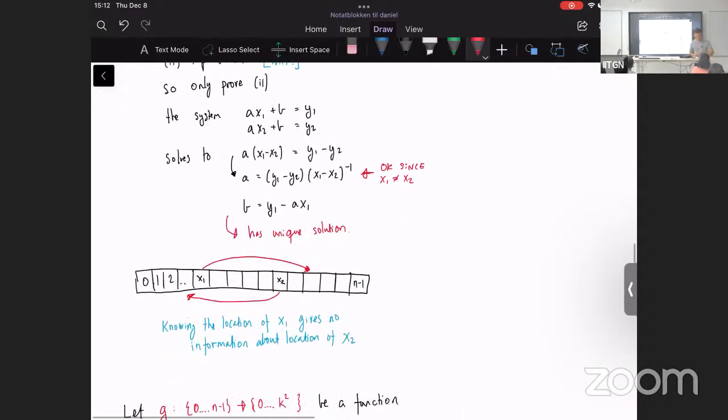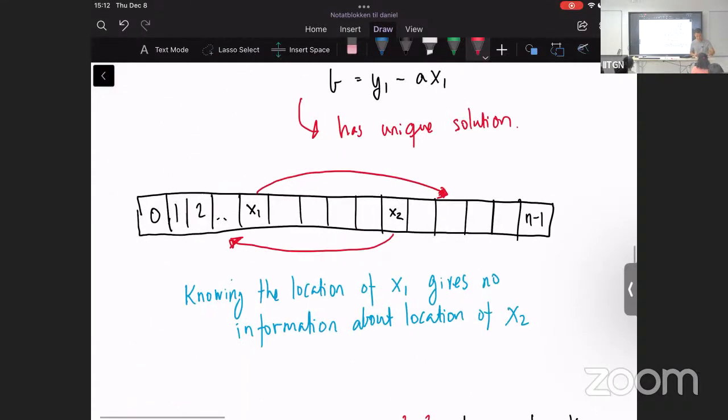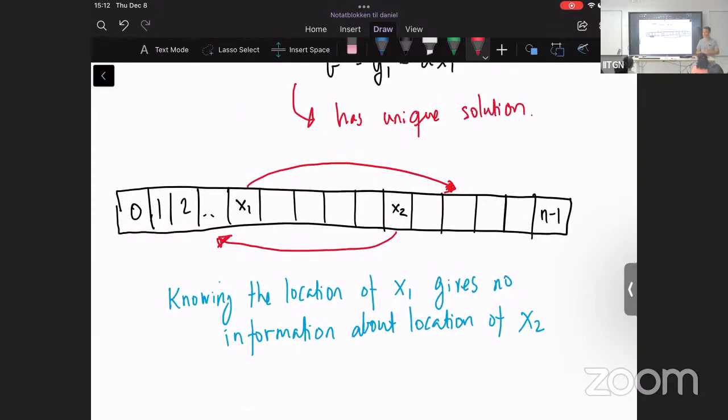Okay. So as a picture, what's going on is that when I pick a, b uniformly at random and I apply f, things get moved around, and knowing the location of where x1 goes gives no information about where x2 goes.